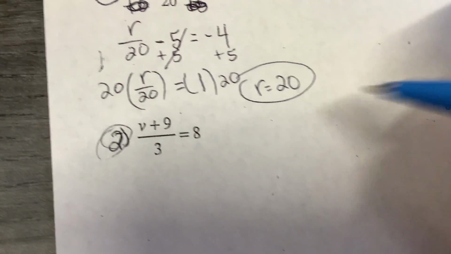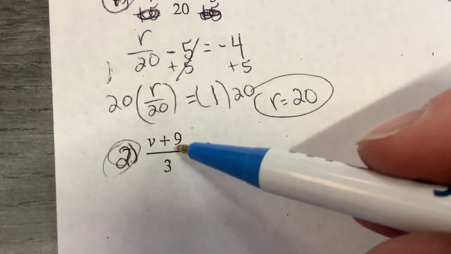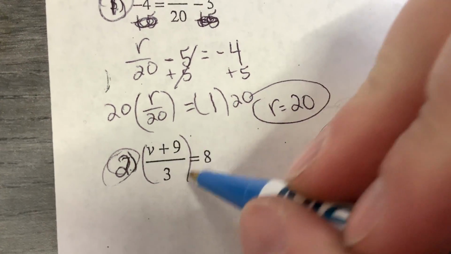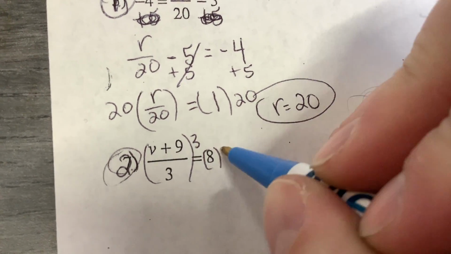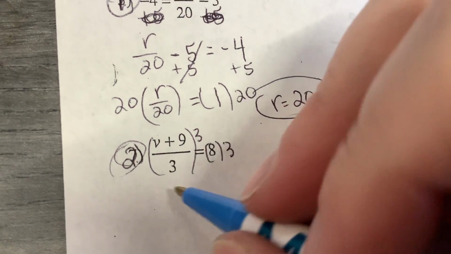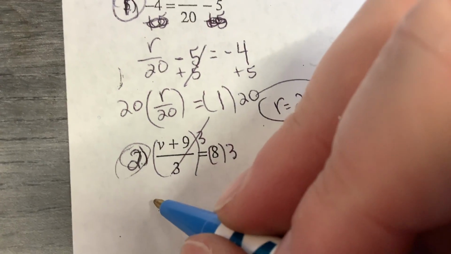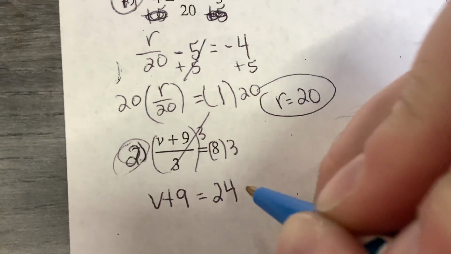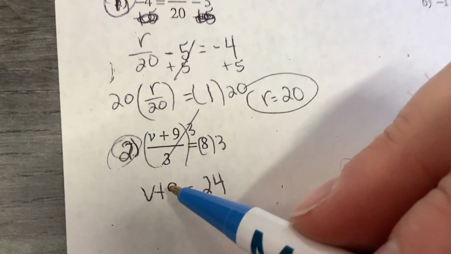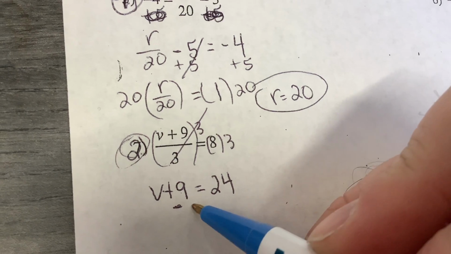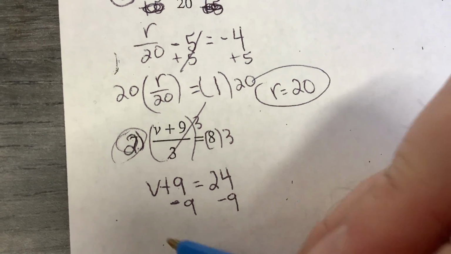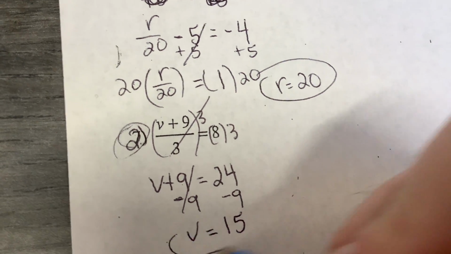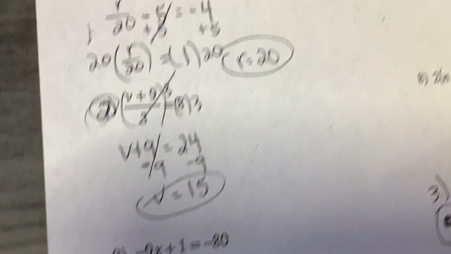Number 2 is this one. Now this one, I can't just move the 9 because it is part of the fraction. So the first thing I'm going to do is multiply this by 3. Make sure you multiply the other side by 3. That way those cancel out. You get rid of your fraction. Then you're going to move this 9 by subtracting it. And you're left with 15. All right.